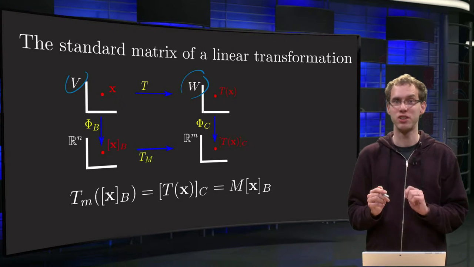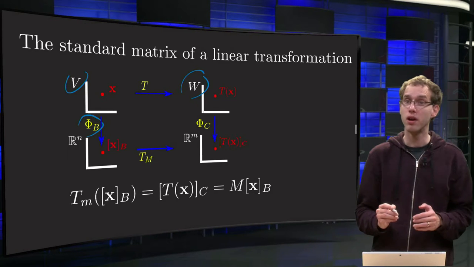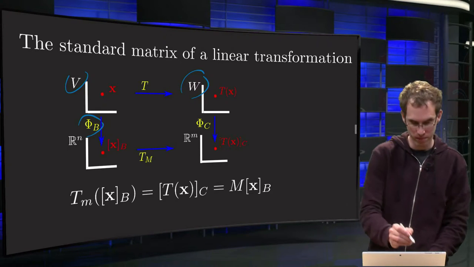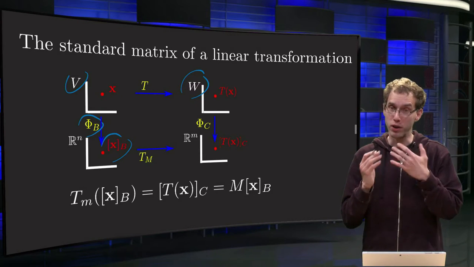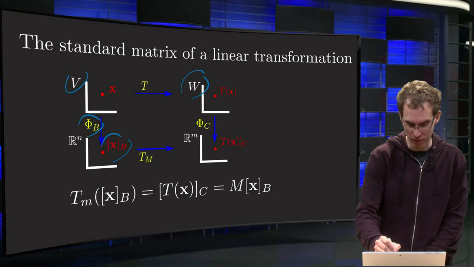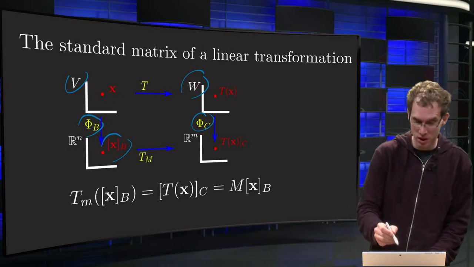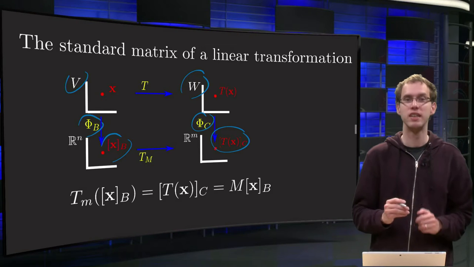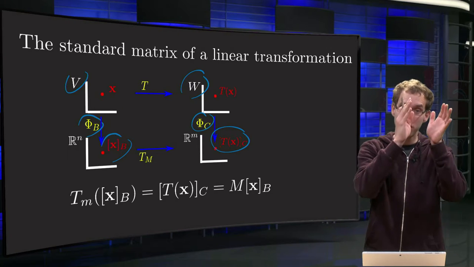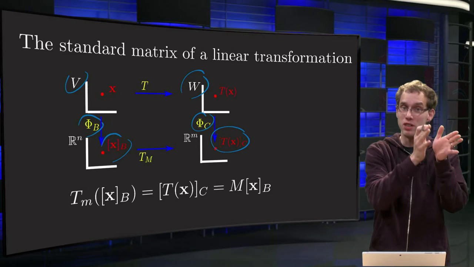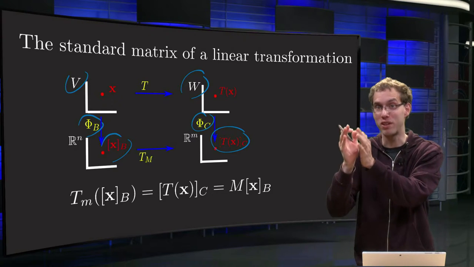use coordinate vectors. First we use our coordinate vector transformation phi B to go to Rn and to find coordinate vectors [x]_B, and for W we have another basis, say basis C, so we have our phi C, maybe with only m vectors, and we find our [T(x)]_C. And now the nice part is the [x]_B is a coordinate vector, so it's a vector in Rn. The [T(x)]_C is also a coordinate vector, but now in Rm.